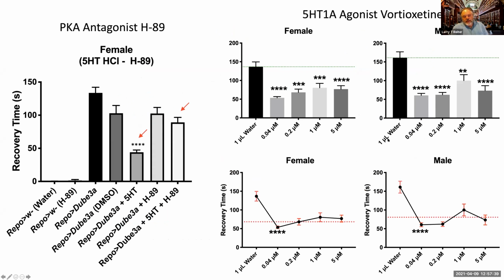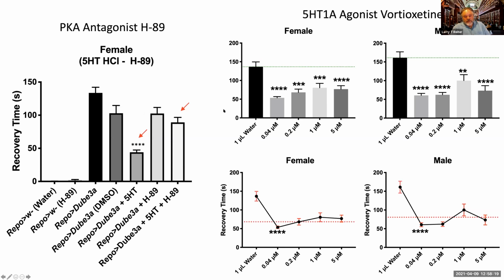So one more thing about this fly model that is pretty critical for the last couple slides in my talk. First of all, we tested this PKA antagonist. I don't think we actually published this in the paper, but we tested that model, and we did show that the antagonist H-89 made it impossible for 5-HT to suppress seizures in the model. So once we inhibit PKA, 5-HT is no longer able to suppress seizures.